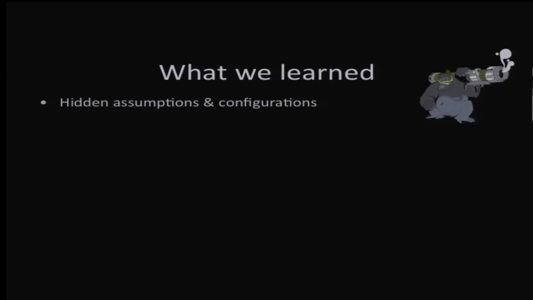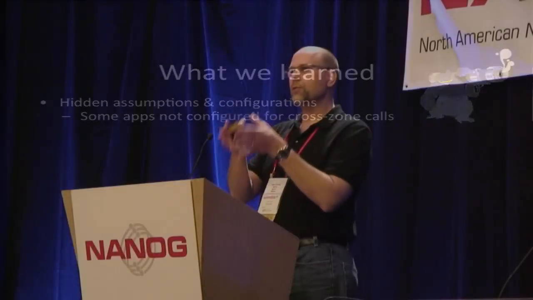We also learned about some hidden assumptions and configuration issues. Some of our apps were not configured for cross-zone calls. We have a mechanism in our internal load balancer such that if you configure it for zone affinity, which means favor your own zone, and that fails, it will then immediately start making calls into another availability zone. This was not set up for all of our clusters.